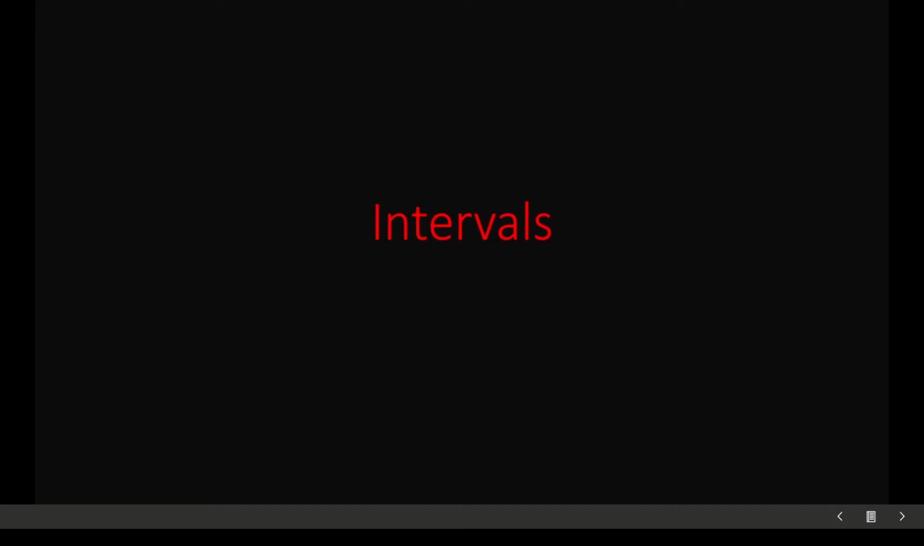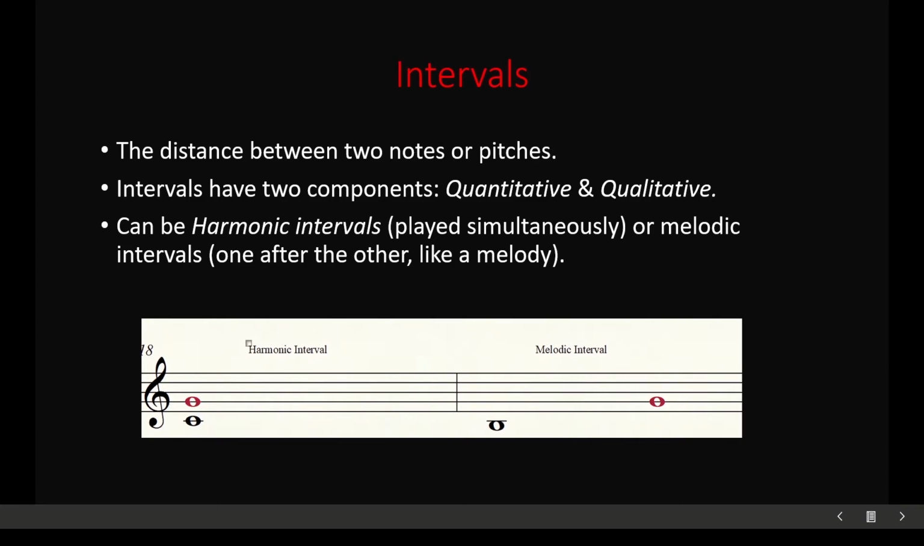Now we're going to start talking about intervals. This is one of my favorite topics here. The basic definition of an interval is the distance between two notes or pitches. Intervals have two components, a quantitative and a qualitative component, so there is a quality and a numeric component to it. Intervals can be harmonic when they're played simultaneously, or melodic, one after another like a melody.